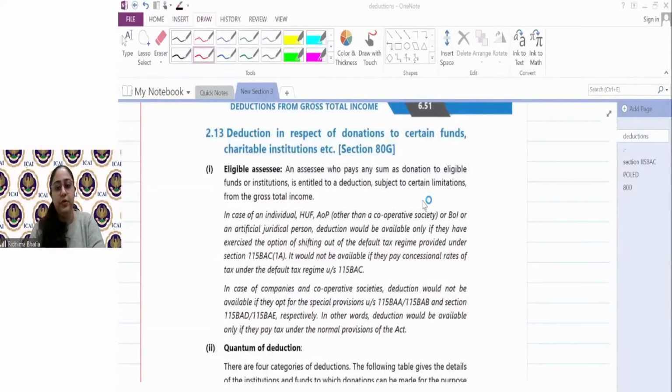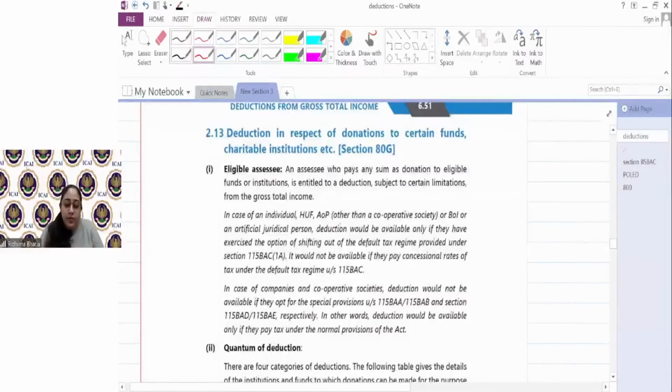Perfect. So 80G is a deduction in respect of donation to certain funds and charitable institutions. Now, before I come to 80G, let's quickly discuss all the sections we have covered till now. 80C is for individuals, HUF, maximum 1,50,000. We have multiple options there which a person can claim a deduction from by investing in those options.